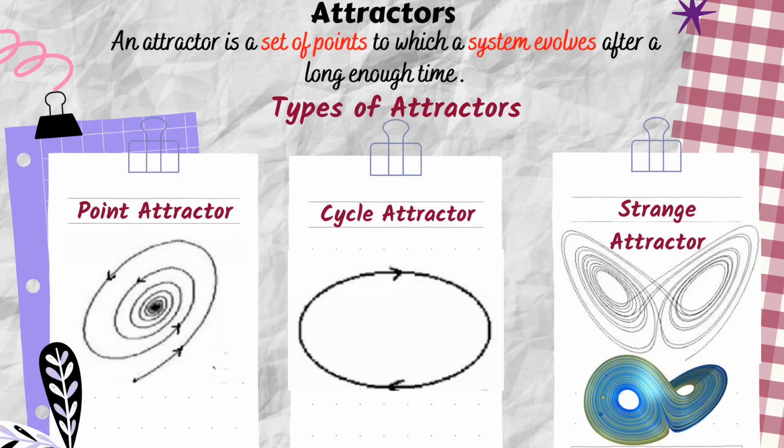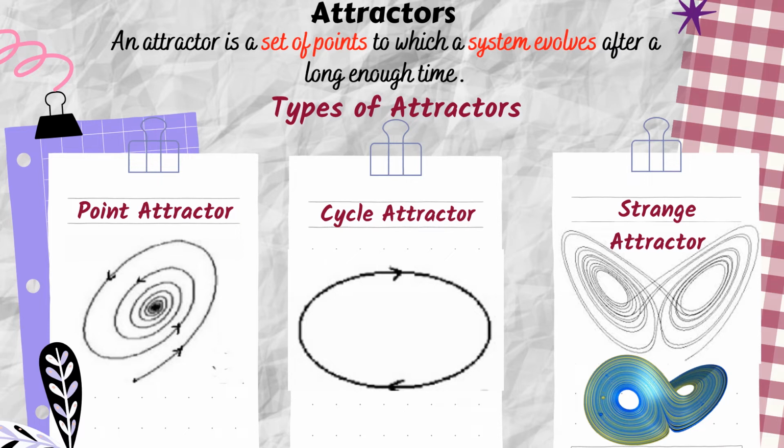Attractors are a very important concept in this theory, but at the same time very complicated and not easy to explain this way. So I'll just give you a glimpse of what attractors are. An attractor is a set of points to which a system evolves after long enough time. If you look at this system, it is attracted towards this single point, and that's why it's called a point attractor. In a cycle attractor, there's a cycle on which the whole graph goes on and on. So there's no point, but a whole cycle to which the graph evolves.